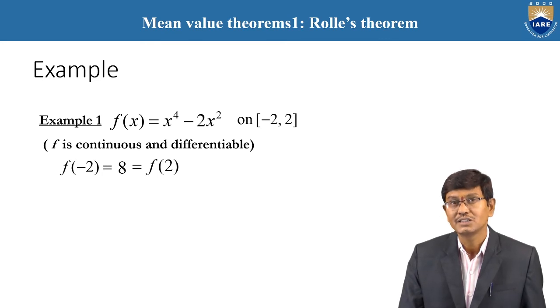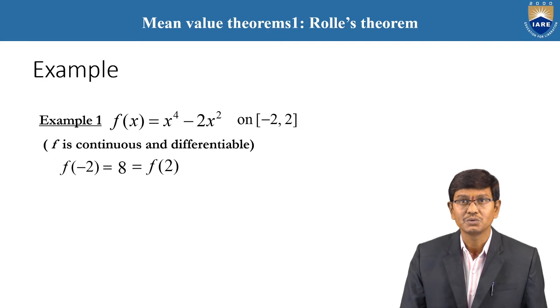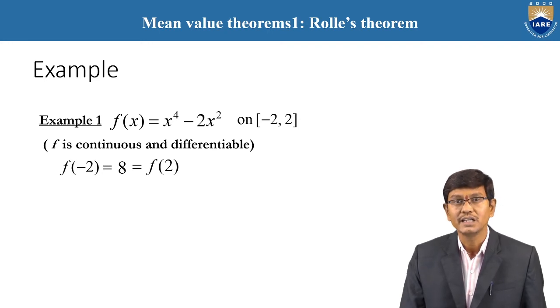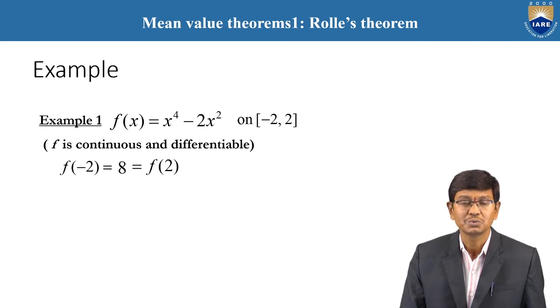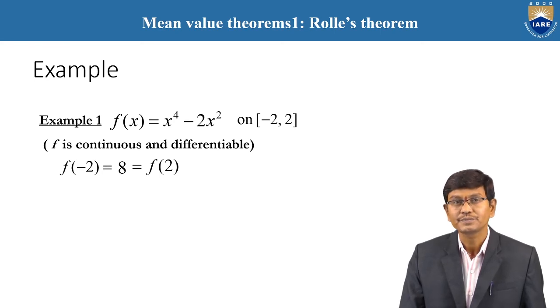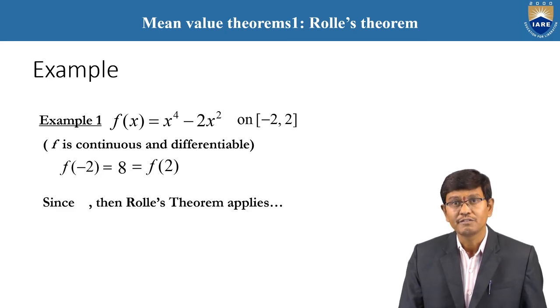but according to that, on replacing x with minus 2, the value is minus 2 whole power of 4 minus 2 into minus 2 whole squared, so the value is 8. And similarly f of b is 2 power 4 minus 2 into 2 squared, the value is equal to 8. Therefore, in conclusion, f of a is equal to f of b.